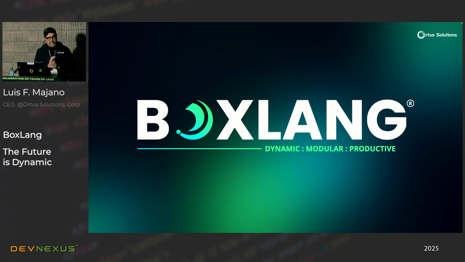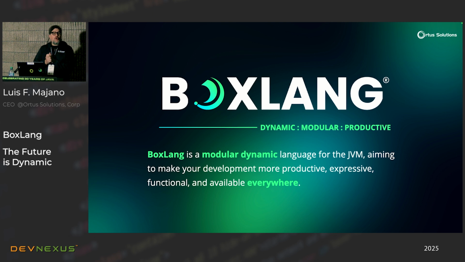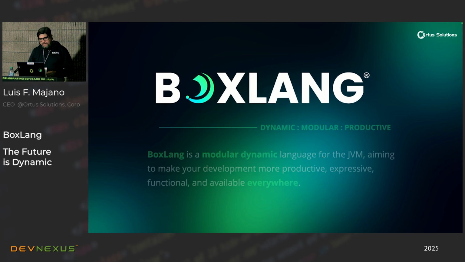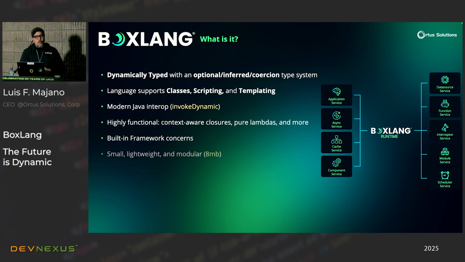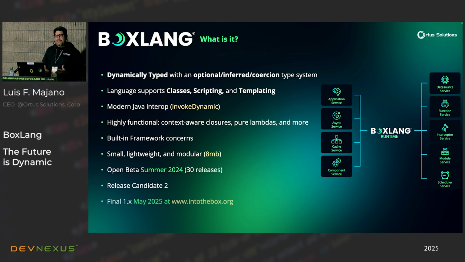All right, so we'll start with BoxLang. So what is BoxLang? It's a new modular dynamic language for the JVM. Our aim is to make you more productive, expressive, and functional, and available everywhere. And that sentence is basically everything that we wanted when we began this project. It is dynamically typed with an optional and inferred coercion type system. It supports, of course, classes, but it also supports scripting and templating. Using modern Java interop, it uses invokedynamic under the hood. We've actually created an entire framework around it. Highly functional, from context-aware closures to pure lambdas and more.